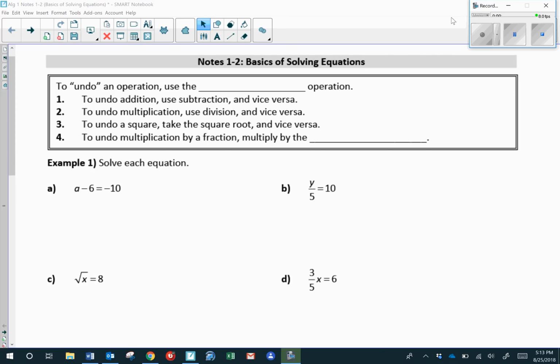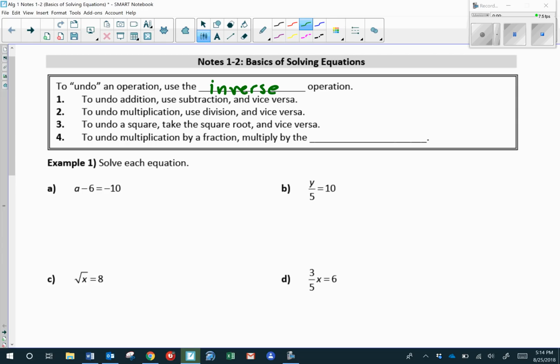Okay, today we're going to talk about the basics of solving equations by using inverse operations. So to undo an operation in an equation, we want to use inverse operations. The reason we want to undo is that we want to find the value of the variable. So we want the variable to be sitting by itself on one side of the equation.